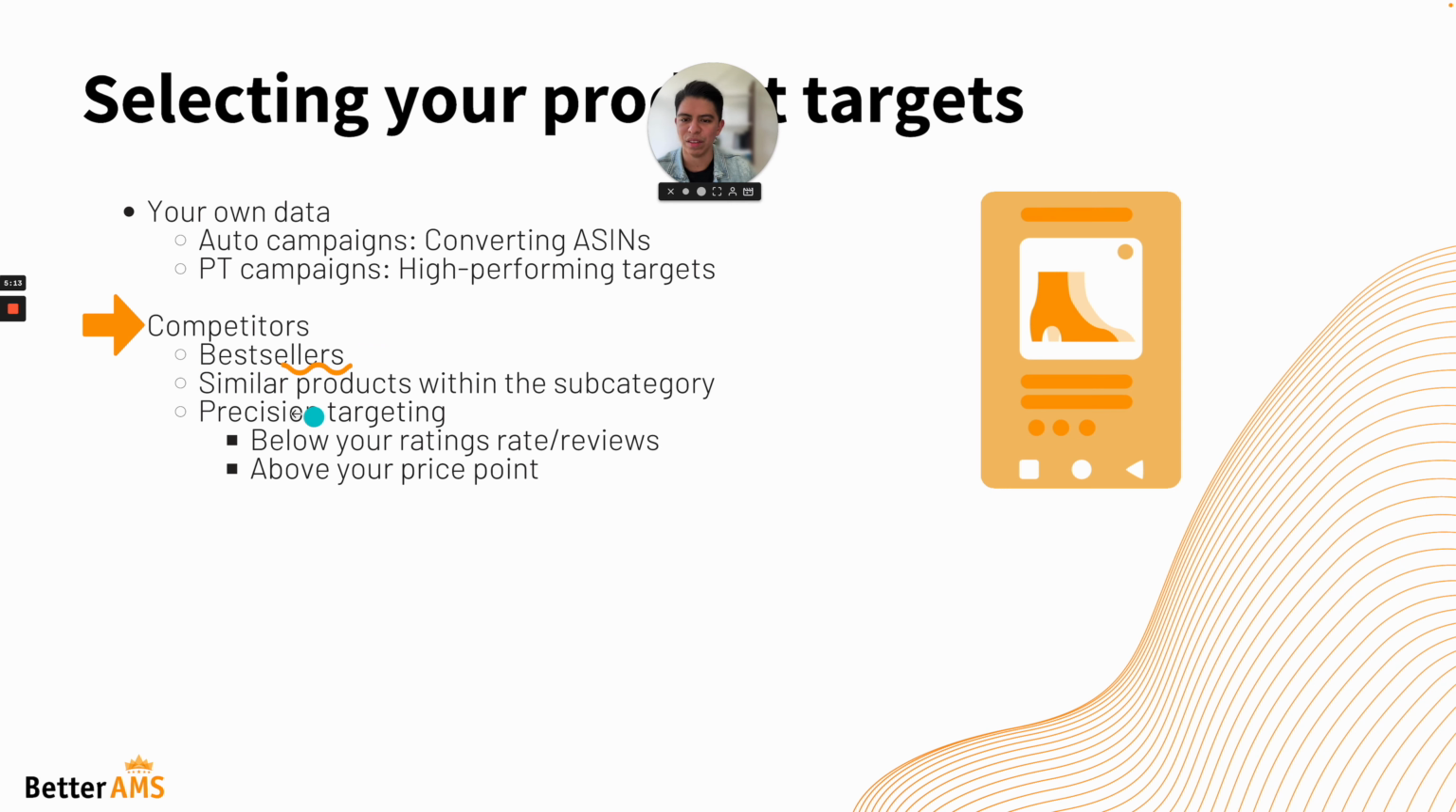Another idea is you select similar products within the category and you go a bit more precise on your targeting. So you can think about selecting products that are below your rating. So if you are a 4.7, select products that are below 4.5.